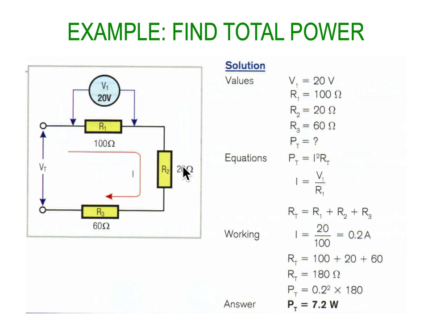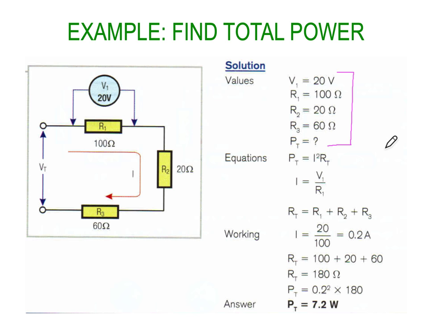So here's a little example. We've got voltage total. We know we've got 20 volts across R1 and it's 100 ohms. We're told that we've got a 20 ohm resistor, again in series with our 100, in series with 60. So if we quickly summarise the information that we have, that's what this is here, just summarising, we're being asked to find the total power.